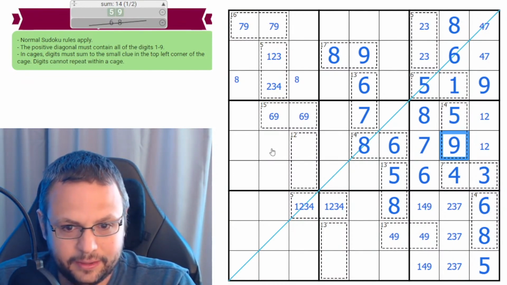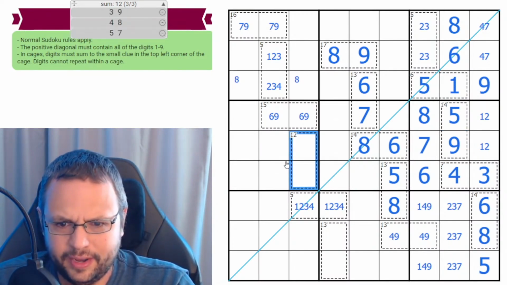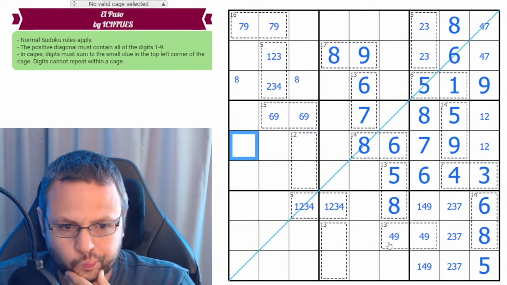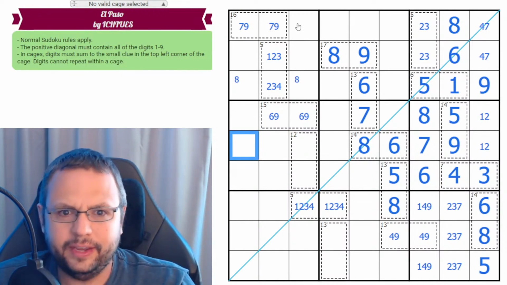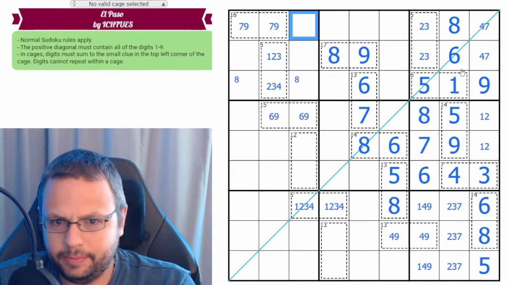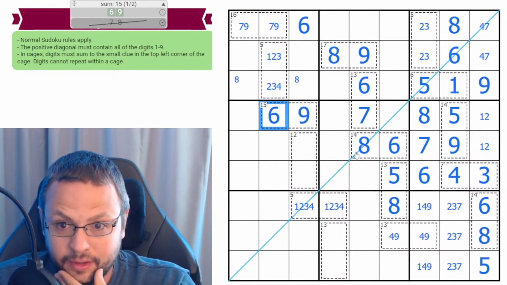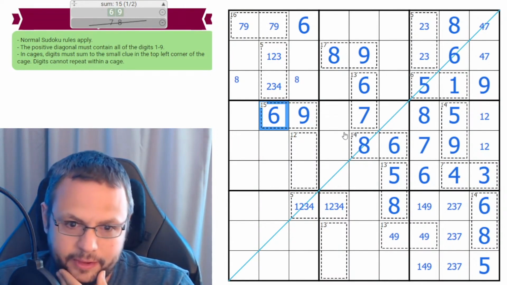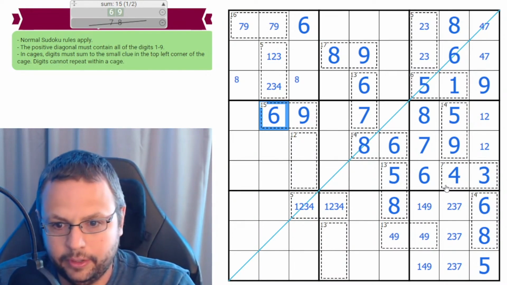Let's see. So this 12 cage, do I know what it is yet? I don't think I know what it is just yet. 6 in box 1 is placed. 6 in box 1 by Sudoku goes there, which sorts out the 9 and the 6. And I should be thinking about it someday, placing a 9 on the diagonal. The diagonal will be happiest if someday I put a 9 on it.